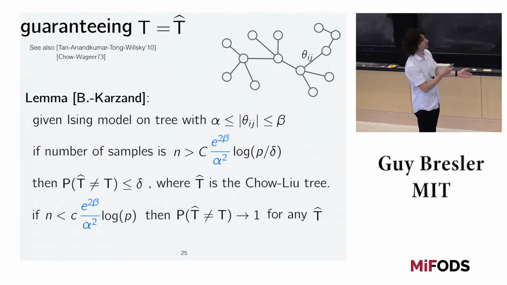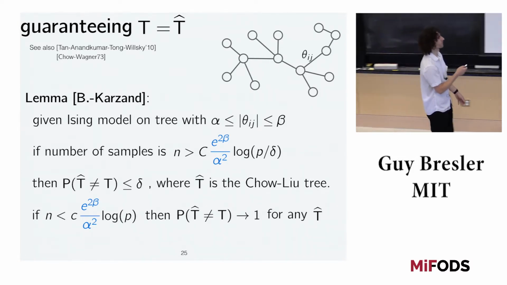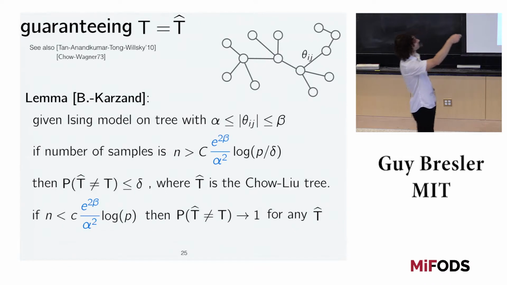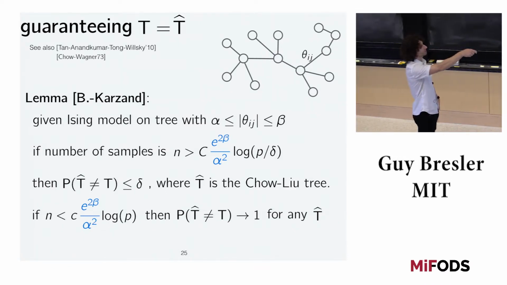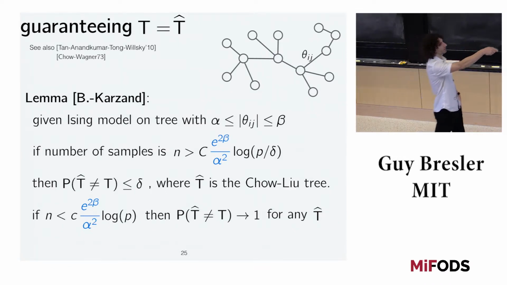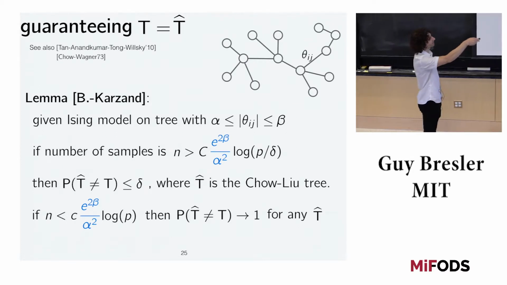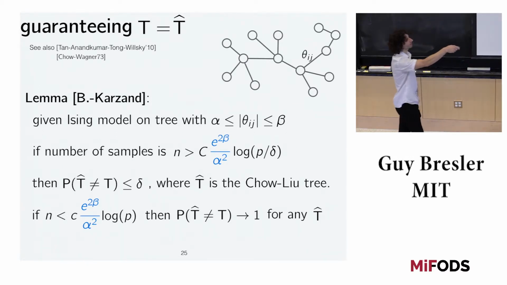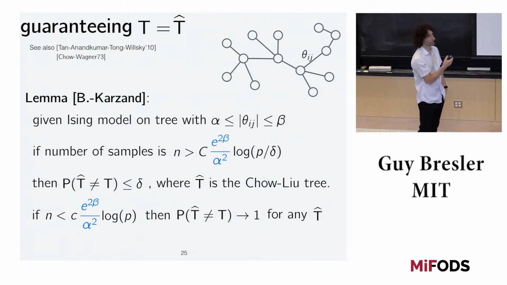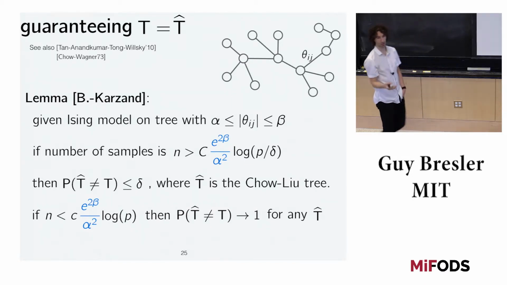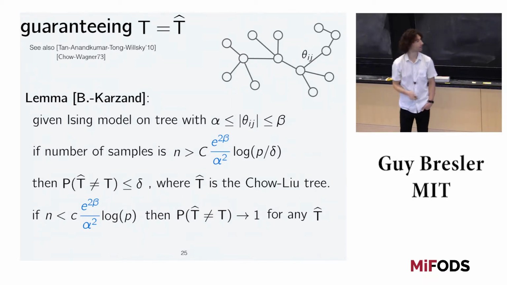So the question is, when is this the right tree for an Ising model? So here are some actual bounds. Here's a situation. We have an Ising model with alpha and beta, lower bound and upper bound on the parameters. If the number of samples is a constant times e to the 2 beta divided by alpha squared, times log p, then with high probability, the Chow-Liu tree is the correct tree.